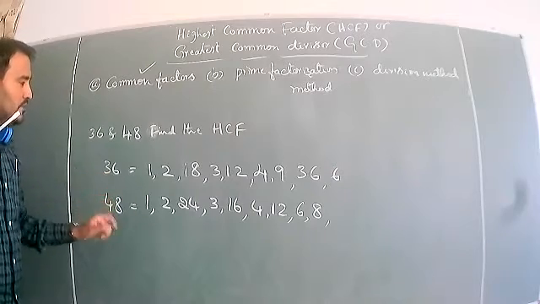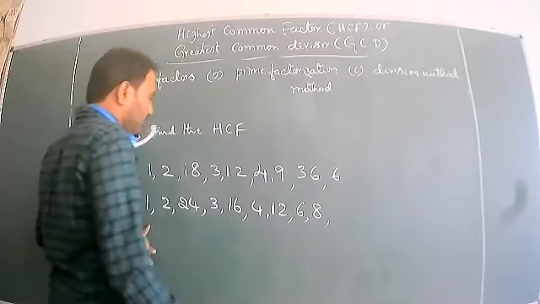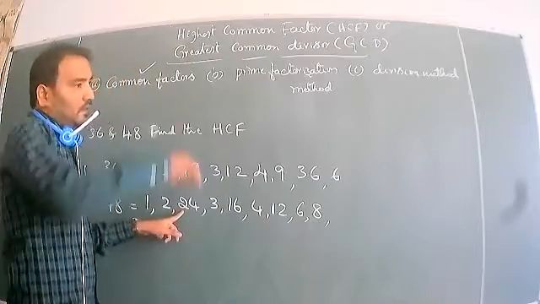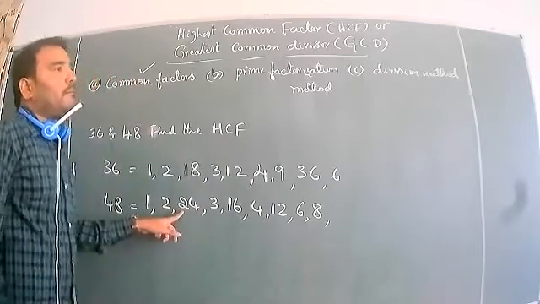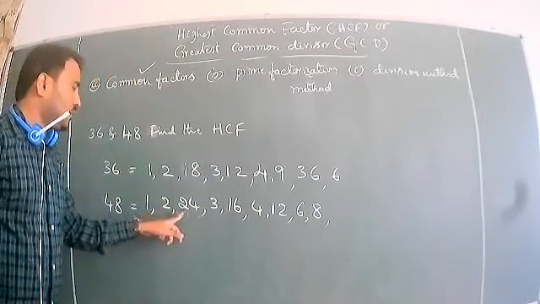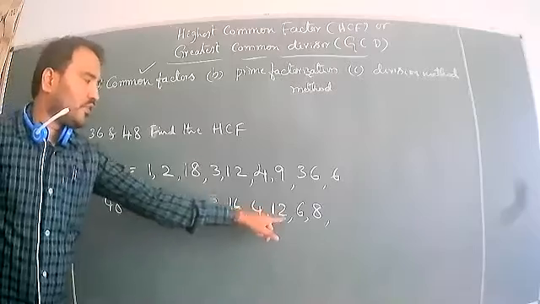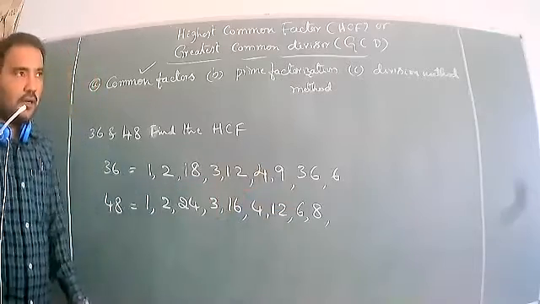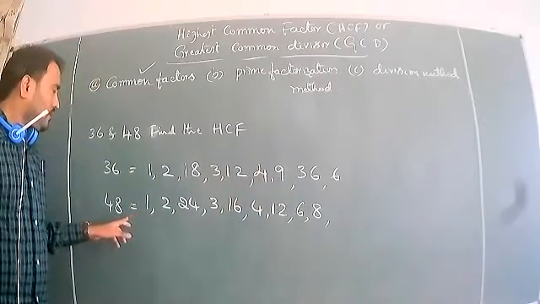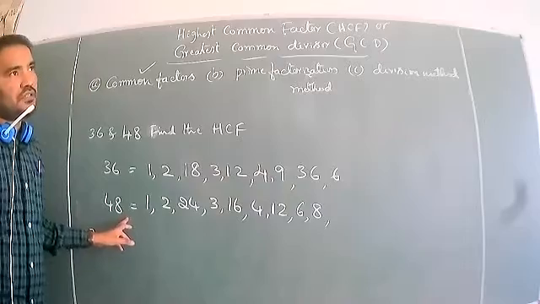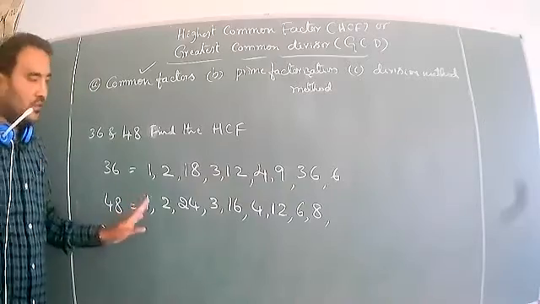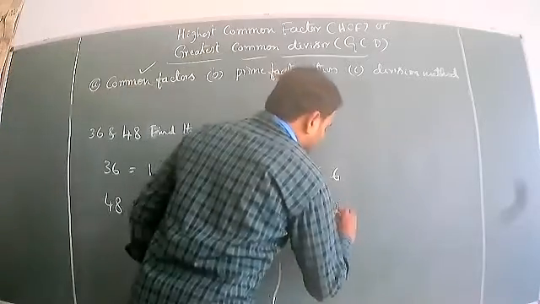Okay, next one 8. Next one 48, 24 is there. 24 times 2, and 36 has 4, 12, and 6, 8 for 48. 9 cannot be divided. 7, it cannot be divided. 7 times 6 is 42, 7 times 7 is 49. Okay, it is enough for 48.